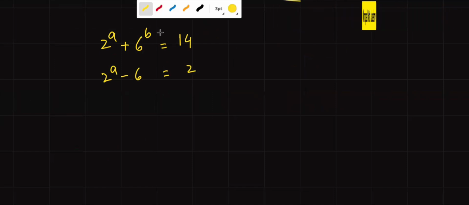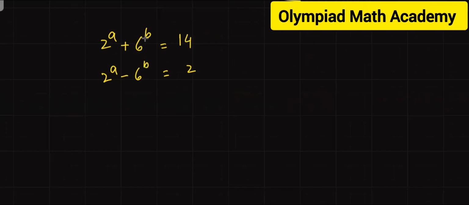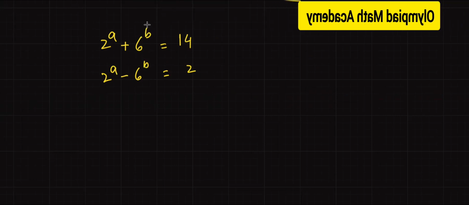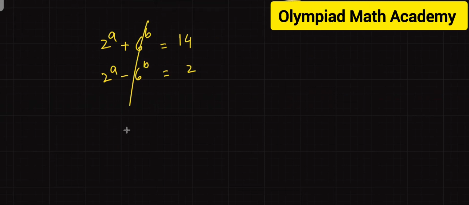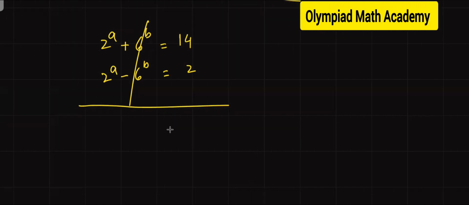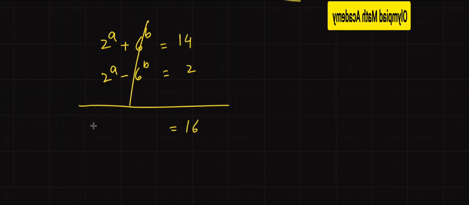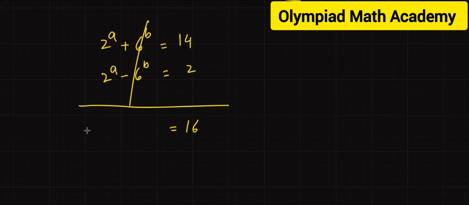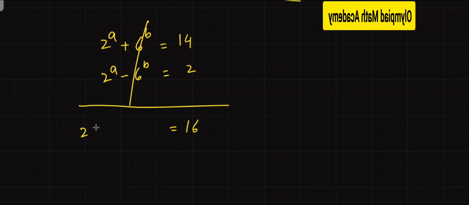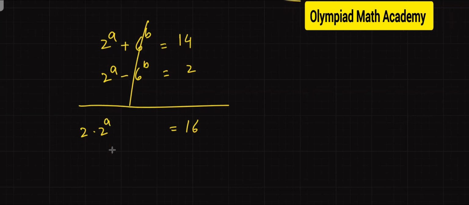Now, further solving the question, there is negative 6 power b and positive 6 power b, so they cancel the effect of each other. And now let's go further. 14 plus 2 will give you what? It will give you 16 and 2a, right? So it's repeating, it means that 2 power a is repeating 2 times, 2 times 2 power a.